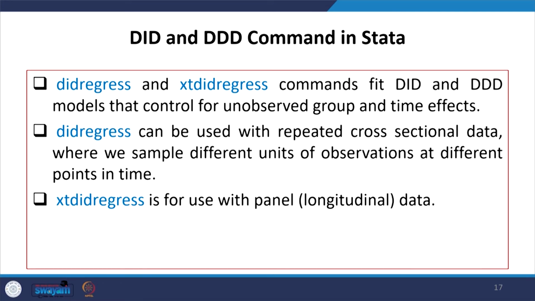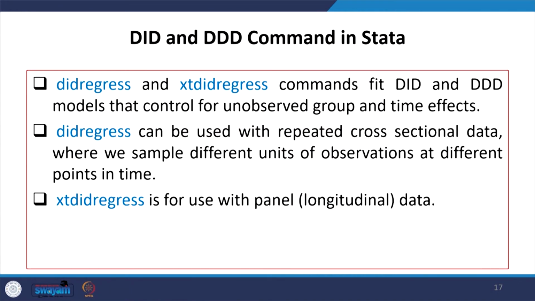So, the first command is called DID regress, the DID based regression. DID regress is given for repeated cross sectional data, where we sample different units of observation at different points in time. But in case of panel data, where longitudinal content is given and more time periods are available, you have to use XTDID regress. XTDID regress is best fitted for triple D models, and it controls for the unobserved group and time effects as well.